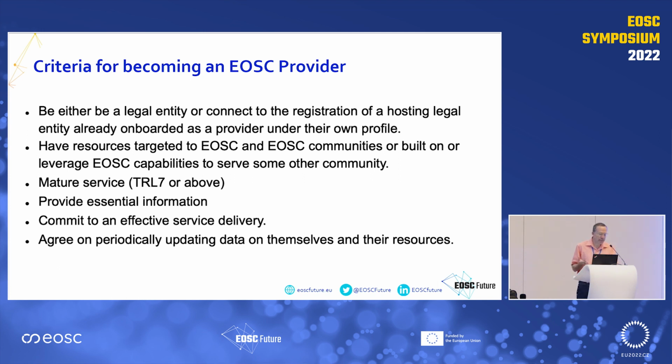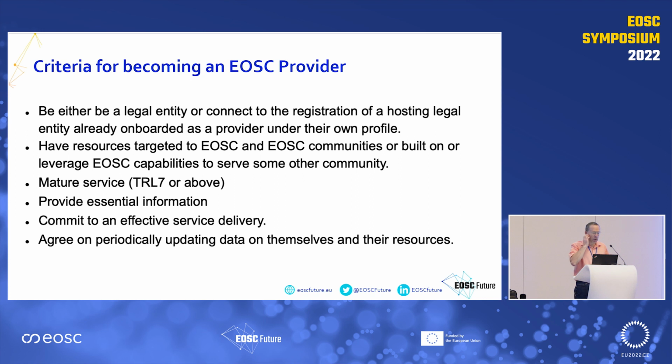The resources need to be targeted to EOSC or EOSC communities or built on or leverage EOSC capabilities in order to serve some community. So it's got to be related to EOSC and what we're all doing, so we're not onboarding absolutely anything. It's got to be a mature service, so TRL 7 or above. This is the technology readiness level, which you can Google and find out more information about. Ideally, it would need to be 8. To be orderable, it would need to be 8, but we would accept an advanced TRL 7 as well.